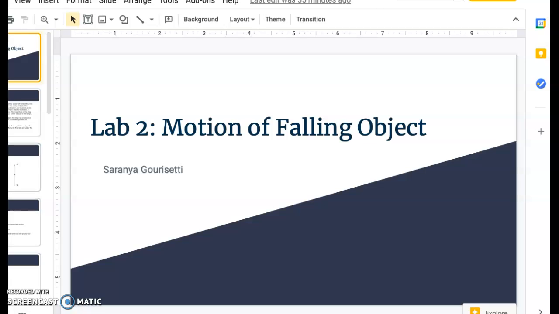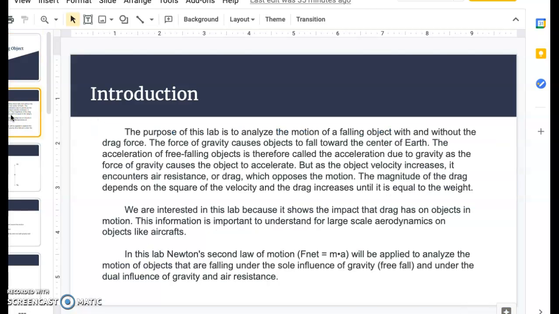Lab 2 of motion of a falling object. The purpose of this lab is to analyze the motion of a falling object with and without the drag force. The force of gravity causes objects to fall towards the center of the Earth.